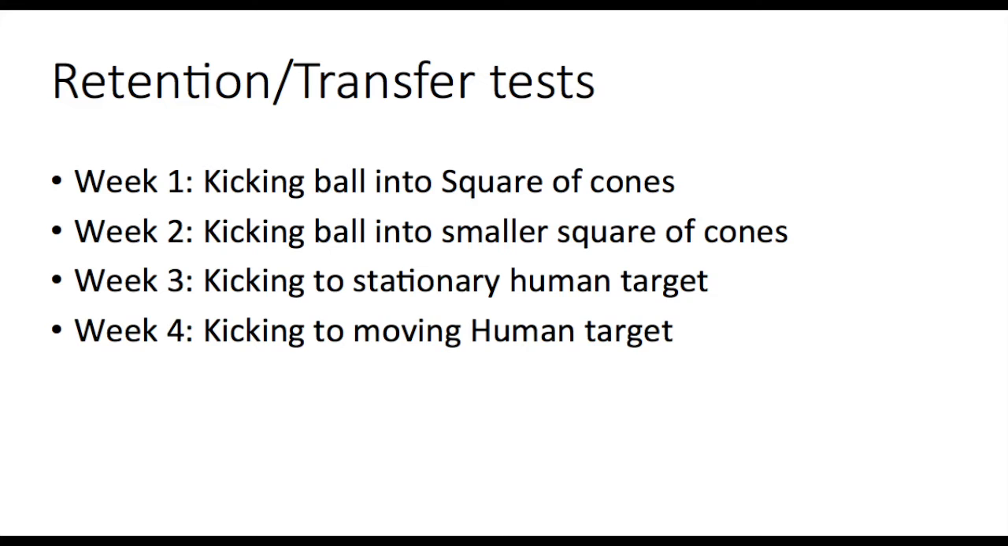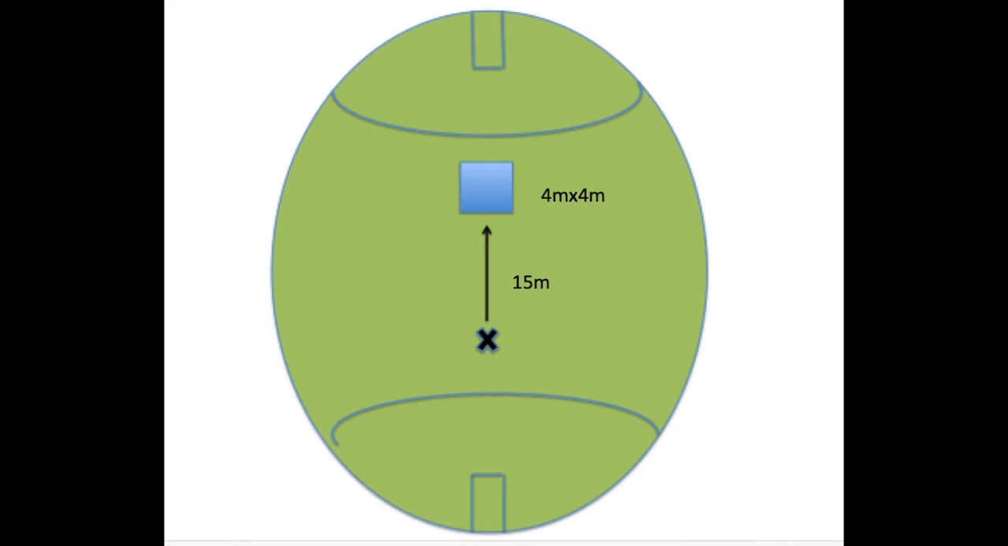Retention and transfer tests relate to how well the participant remembers the actual kick itself. A retention test tests how well the participant remembers the actual skill. A transfer test is how well the participant adapts to a new situation with the skill. In week 1, the participant will complete a retention test, kicking the ball into a large square of cones. This requires the participant to hit the target.